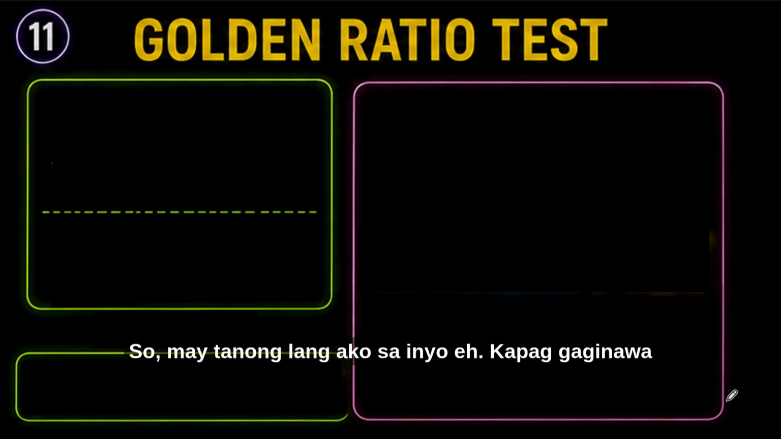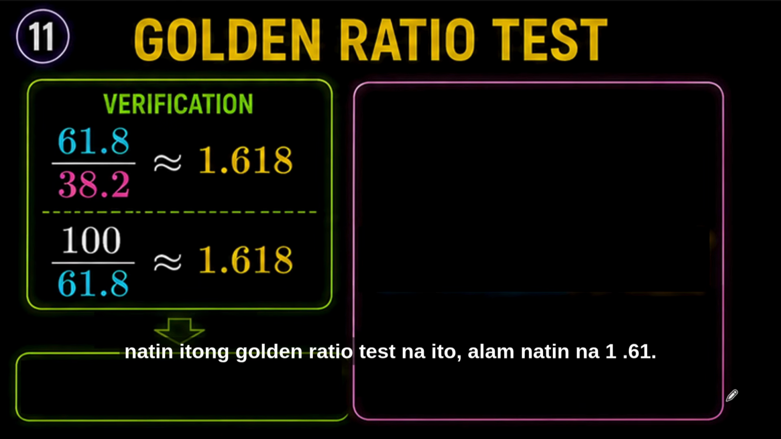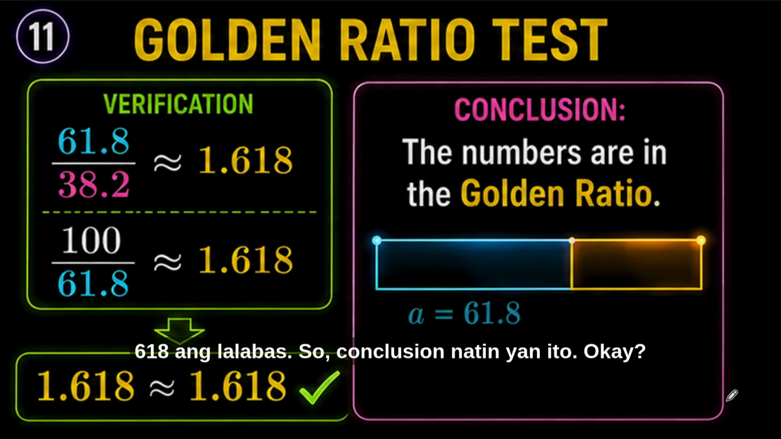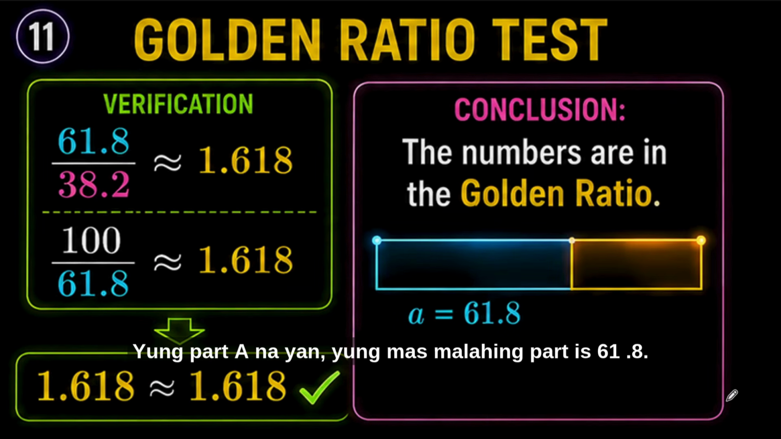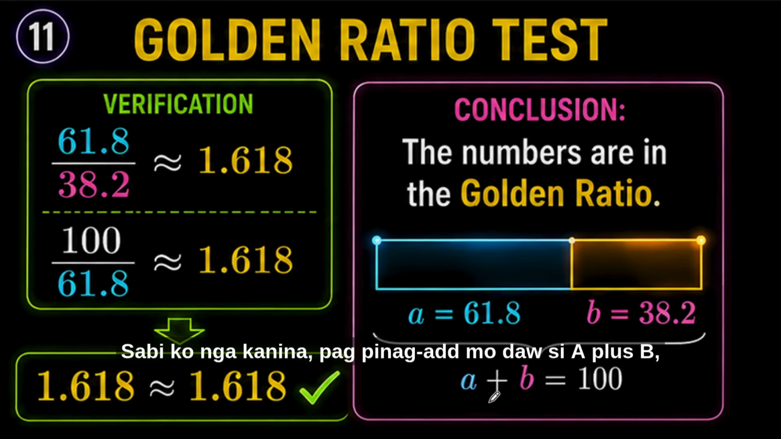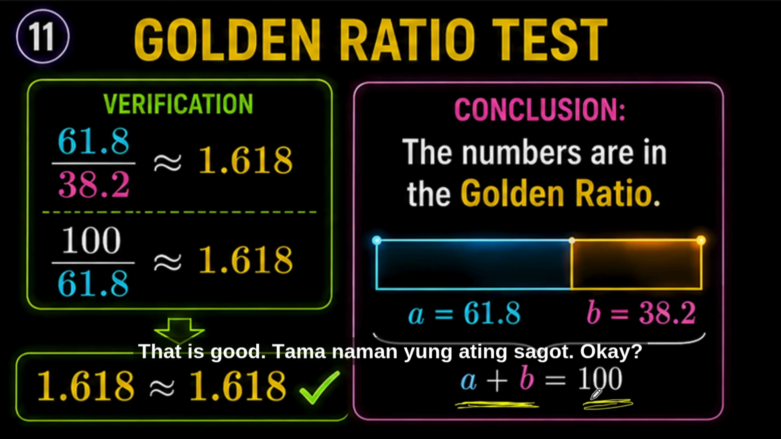So, may tanong na ako sa inyo eh. Kapag ginawa natin tong golden ratio test na to, alam natin na 1.618 ang lalabas. So, conclusion natin ito. Okay? Yung part A na yan, yung mas malaking part is 61.8, yung mas maliit na part is 38.2. Sabi ko nga kanina, pag pinag-add mo daw si A plus B, that is equal to 100. That is good. Tama naman yung ating sagot.